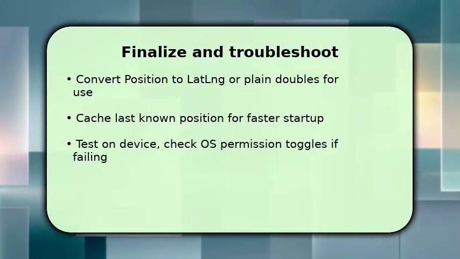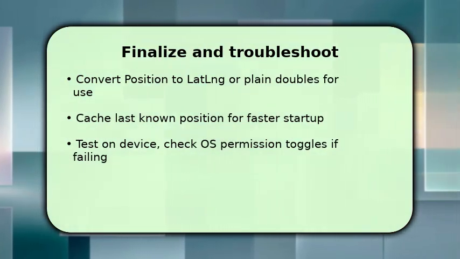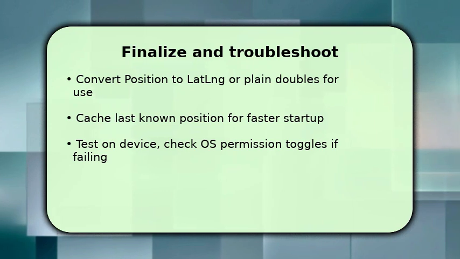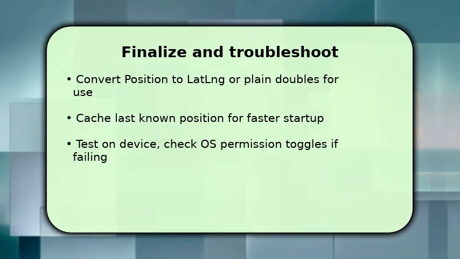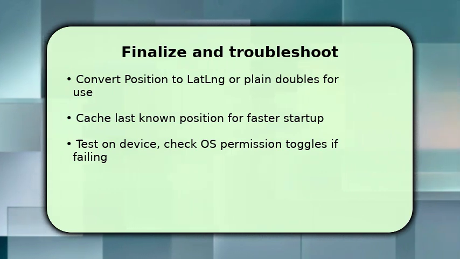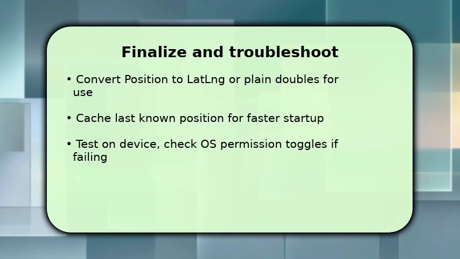Finally, take the returned position.latitude and position.longitude, and pass them to your map widget or API calls. Store them in state and optionally cache the last known location for faster subsequent loads. Once done, update the UI and handle nulls gracefully.